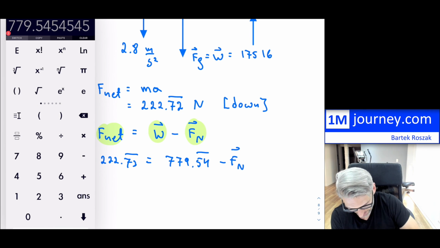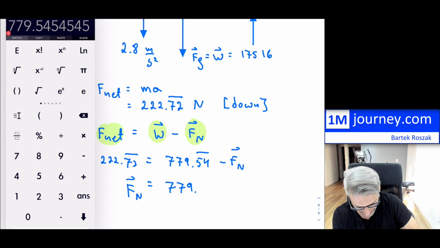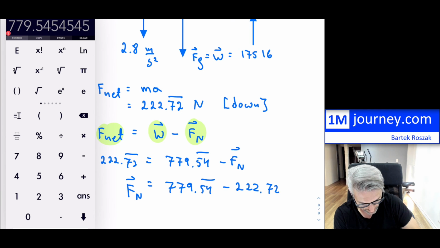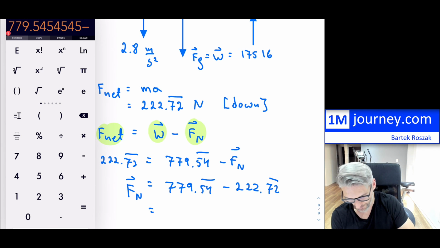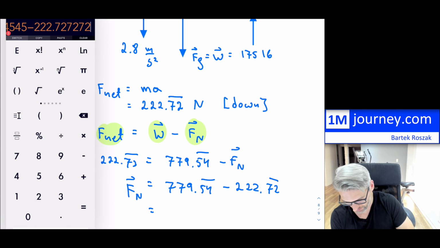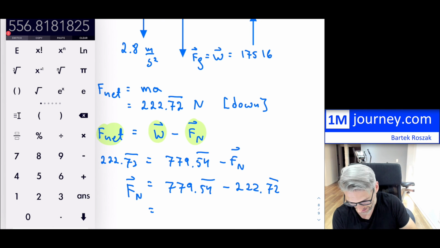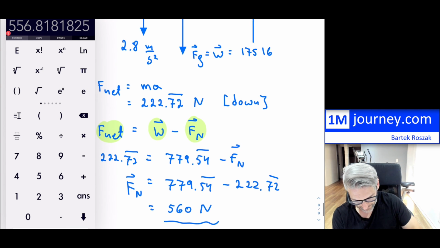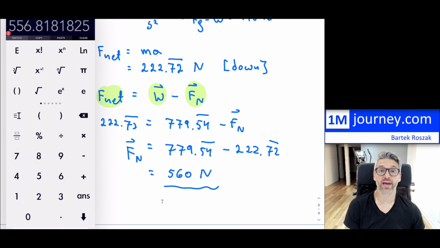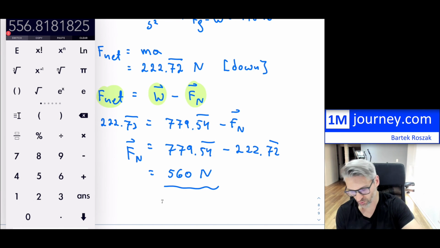So now solving this, that means Fn is equal to 779.54 minus 222.72, and then you'll get your answer: 222.727272, etc. Now I can round. So approximately 560 newtons. That is the apparent weight. This is what he feels.